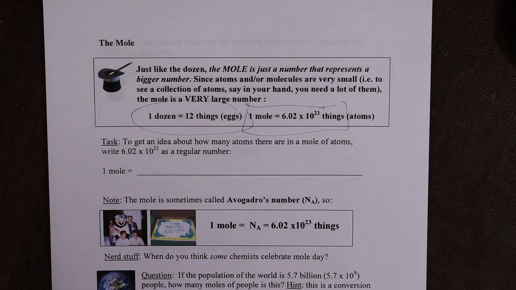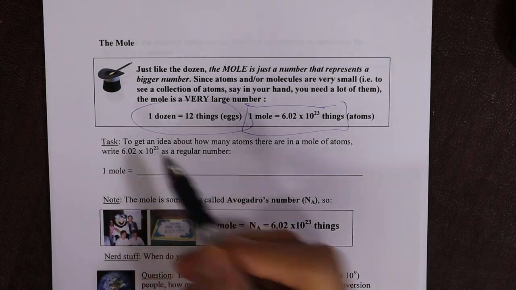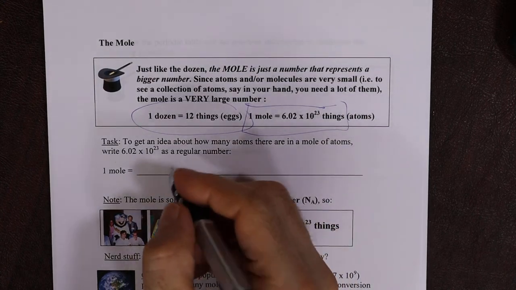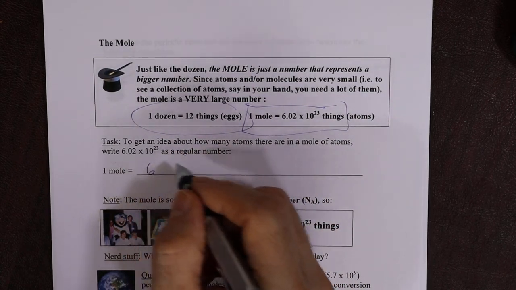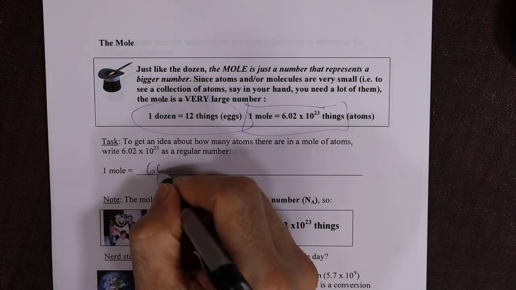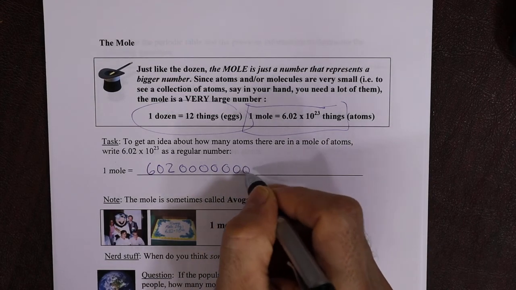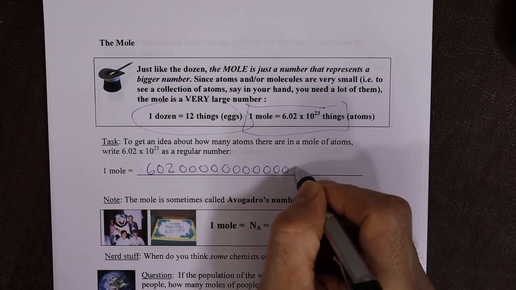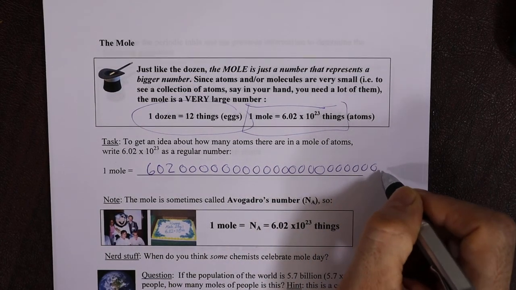my hand, okay? So, if I want to write that as a real number, 6.02 times 10 to the 23, it's crazy, right? So 6.02 times 10 to the 23, that's a 6 with 23 digits after it. 6, 1, 2, 3, 4, 5, 6, 7, 8, 9, 10, 11, 12, 13, 14, 15, 16, 17, 18, 19, 20, 1, 2, 3 things.